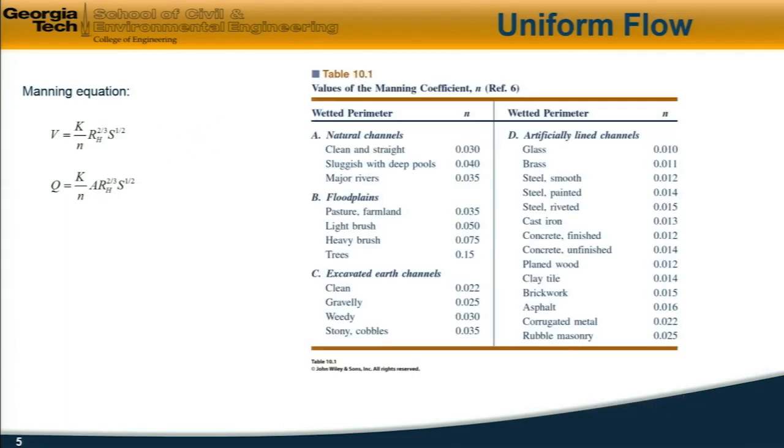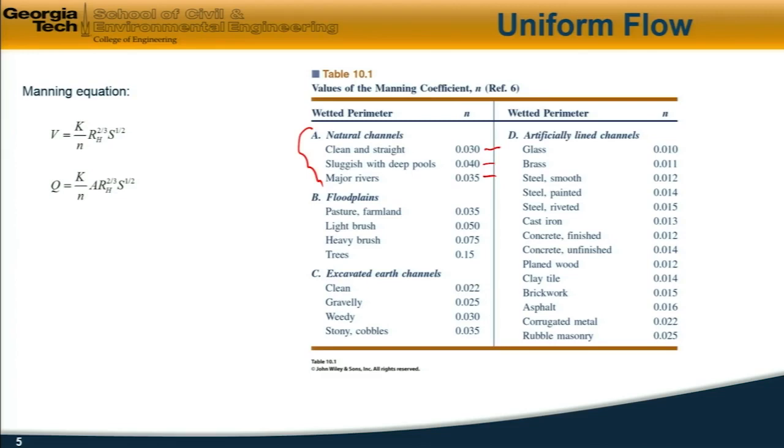And n in this equation, Manning's n, is a type of a roughness parameter, and the reason that Manning's equation is used so often is that there is a lot of empirical evidence built up over the years on what is a suitable value of n to use for different situations. For example, for natural channels here, a typical value of Manning's n for clean and straight channels is 0.03. For sluggish or major rivers with a lot of vegetation and meandering, it increases to about 0.035.